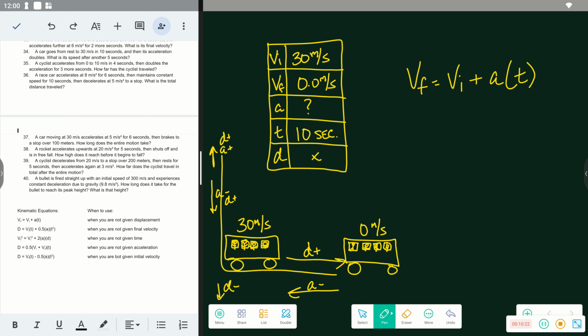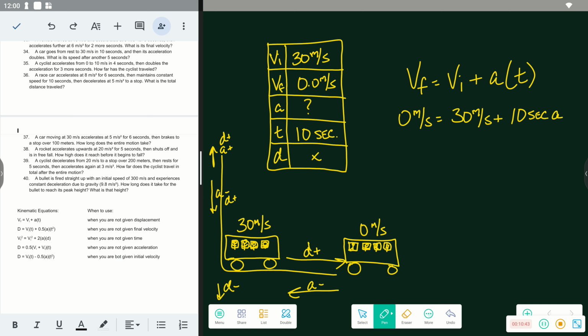Again, now you just sub. Final velocity is 0 meters per second equals initial velocity, which is 30 meters per second, plus what's your acceleration? That's what you're solving for, and 10 seconds. So it's 10 seconds A. Okay?